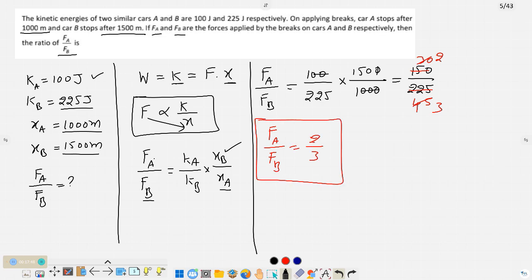We got that. Check the options once in this question. If you see the options, this is the second option, that is 2 by 3, which is correct.